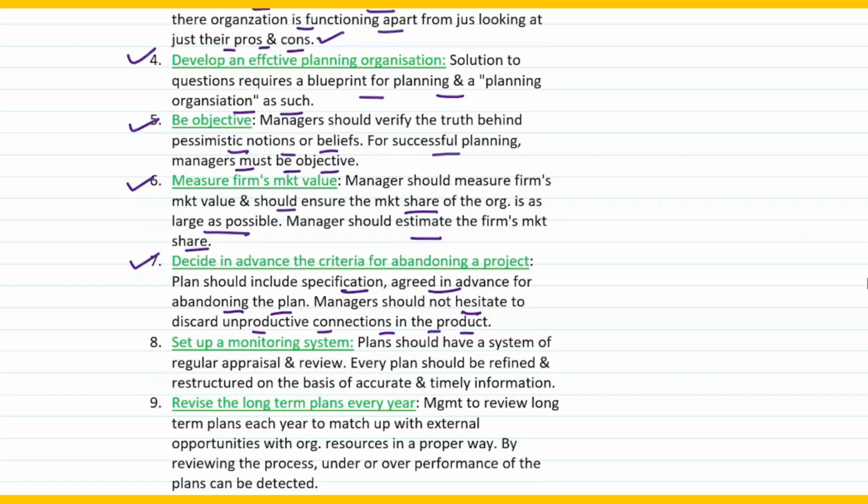Okay. Then there is a need to set up a monitoring system. The plan should have a system of regular appraisal and review. So whatever plans you are making, you should be able to review that properly. So there should be a regular appraisal and a review towards that.